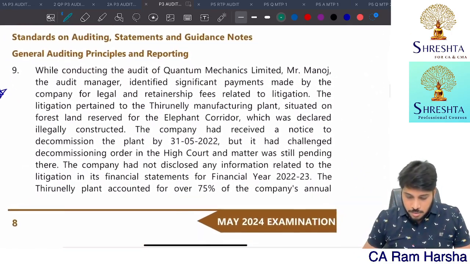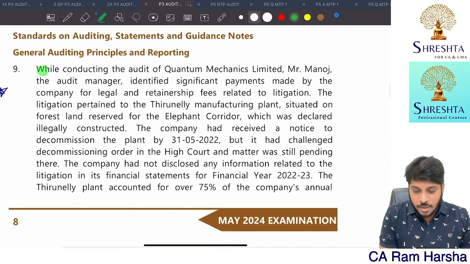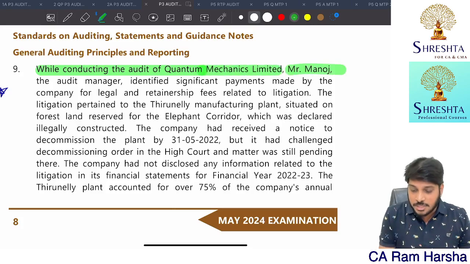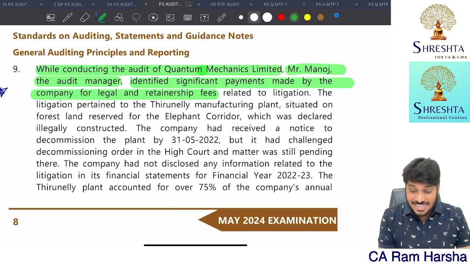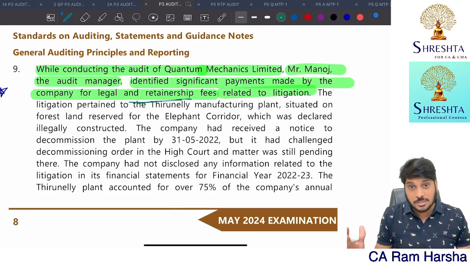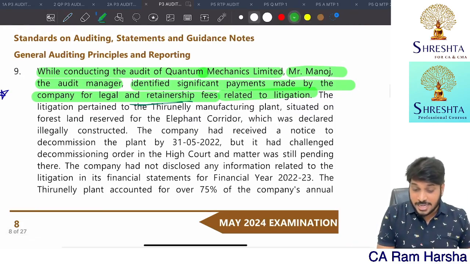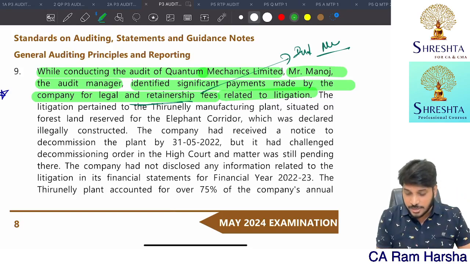Just one more question. That's it. While conducting the audit of Quantum Mechanics Limited, Mr. Manoj, the audit manager, identified significant payments made by the company for legal and retainership fees relating to litigation. So he identified that so much in fees is paid to lawyers. Suddenly, it's an indicator that some non-compliance is there. Indicators of non-compliance is SA 250.